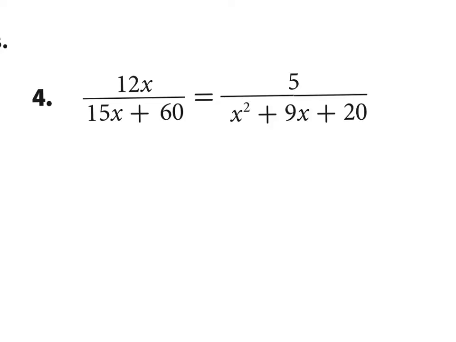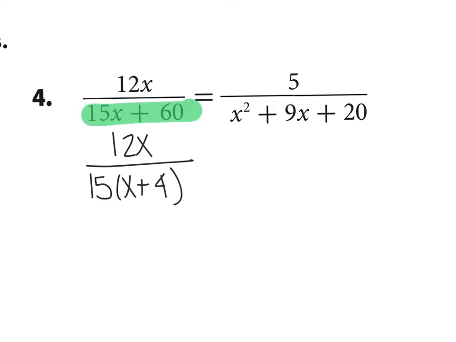So now we're going to solve problem 4. So the very first thing I need to do is I need to factor both of my denominators. So I have 12x still on top. I'm going to leave my numerators alone, divided by 15x plus 60. If I factor that, I can factor 15 out, and I'm left with x plus 4. So that 15x plus 60 factors into 15 times x plus 4.